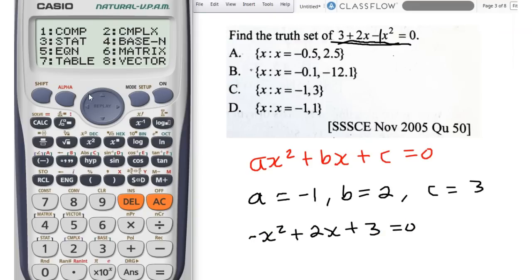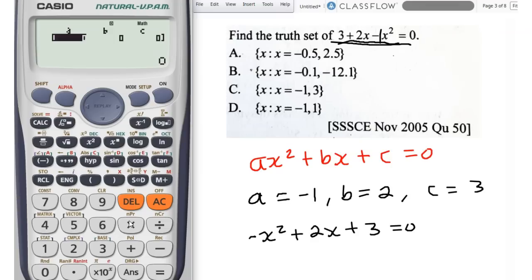We go to the mode, option 5 and option 3. Our A is -1, so -1, enter, 2, enter, 3, enter, and enter, and that gives you the first solution. Then the other has to be 3, and this is -1. So the C is the option.